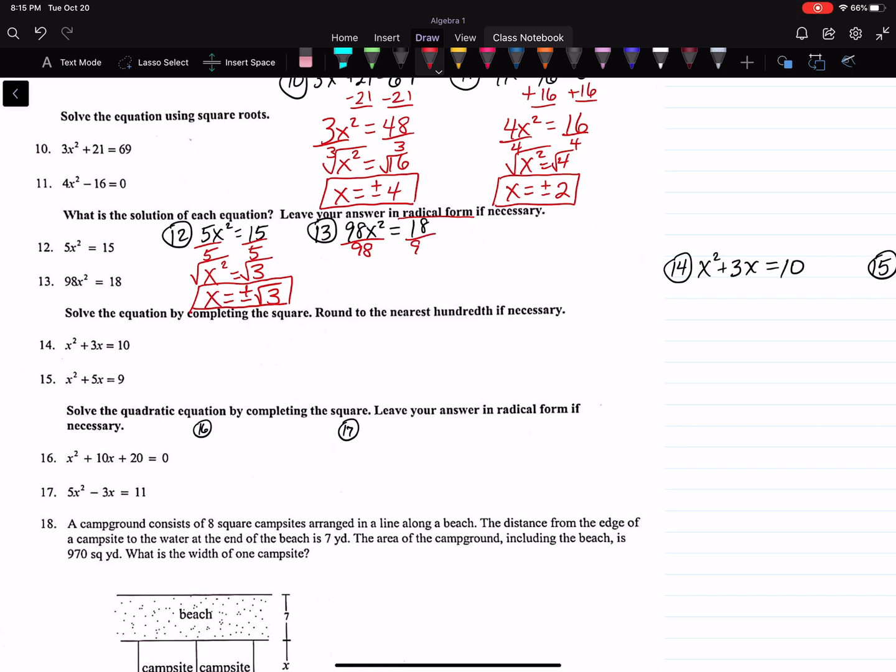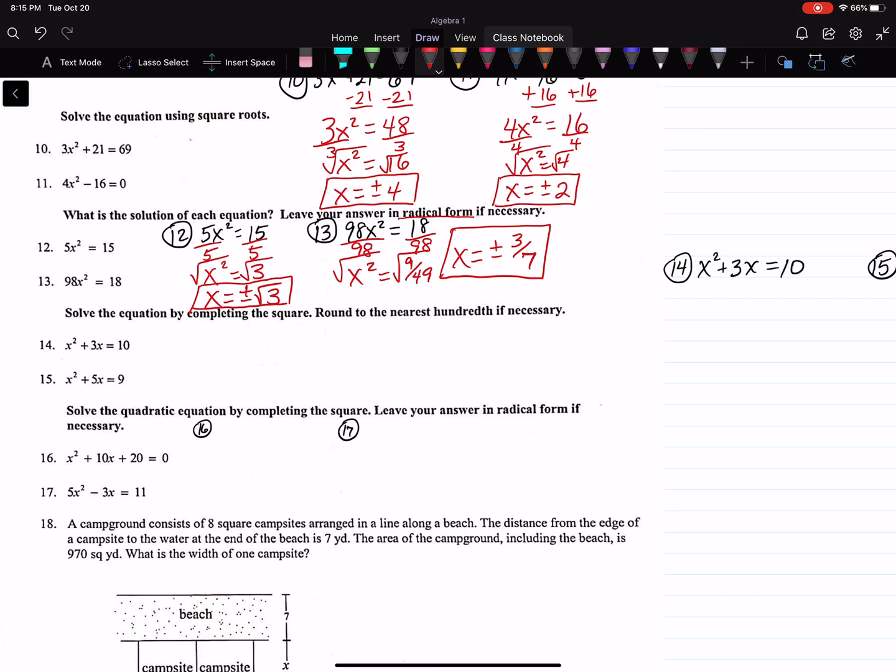13, we're going to divide both sides by 98. That will be x squared equals, let's see here, 18 divided by 98. I bet that reduces, let's see what that reduces to. That reduces to 9 over 49. And when you take the square root of that, you get x is plus or minus 3 over 7. So I don't have to write a radical for this one because both of the radicals go away. They are both perfect squares. So easy peasy on 12 and 13 and 10 and 11. Those four are pretty easy.